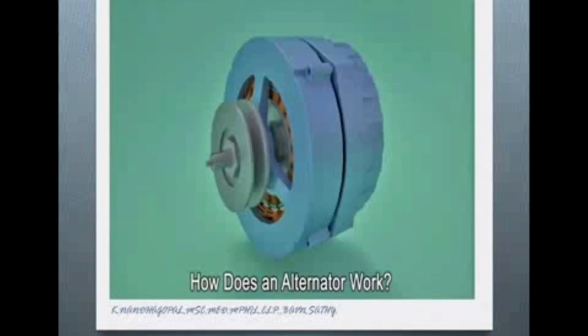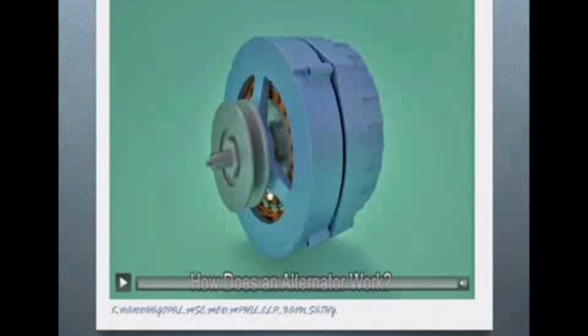Okay. Next, an alternator is a generator. We are going to see how the generator works, what the important components in the generator are, and how we use them. An alternator is used to produce electricity. It is present in cars, bikes, and generators.